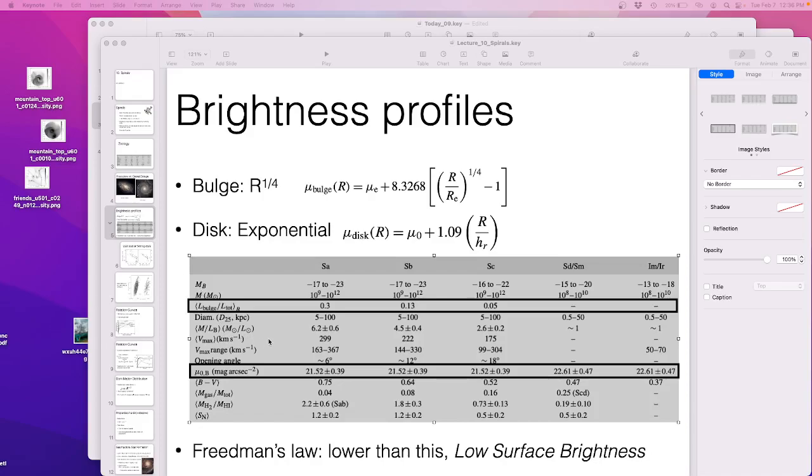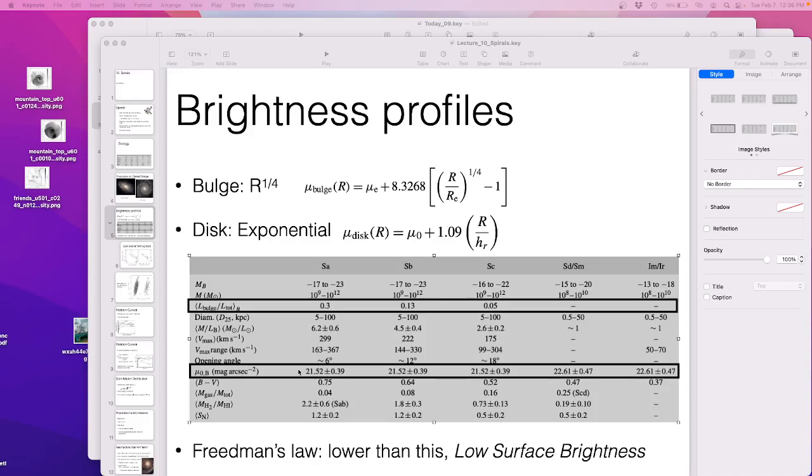Let's see. The rotational velocity is about 200 to 300. The bigger ones are rotating faster because they're bigger. SA galaxies are bigger than SC galaxies on average, but not a ton. I mean, they're in this kind of range. Here, this is an important one. This is the average surface brightness.